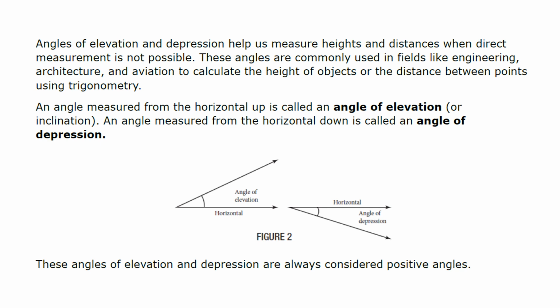An angle measured from the horizontal up is called an angle of elevation or inclination. An angle measured from the horizontal down is called an angle of depression. All right, and you see here in figure 2, in our first angle, we have our horizontal, and when we move up, we have an angle of elevation, whereas in the second image from our horizontal, if we are moving down, we have an angle of depression. And these angles of elevation and depression are always considered positive angles.